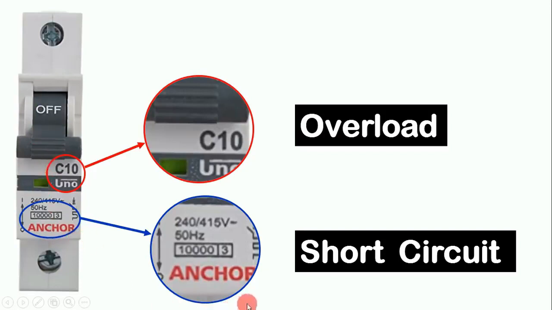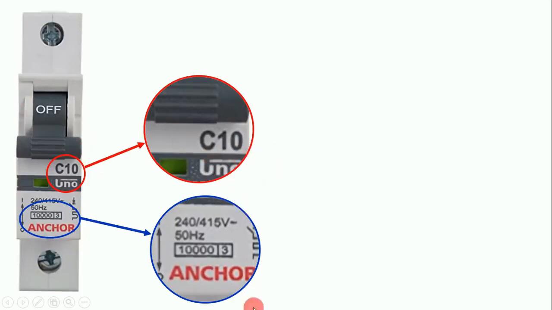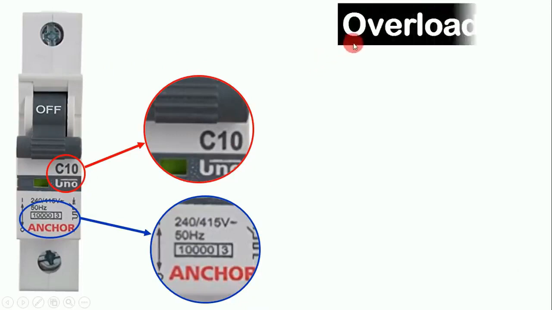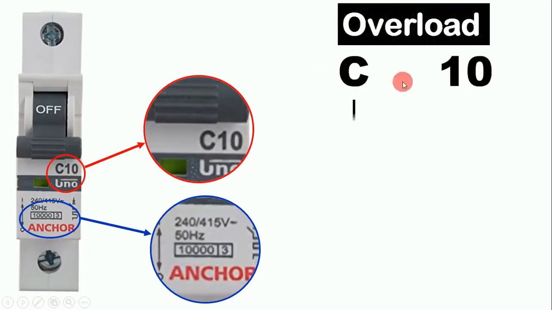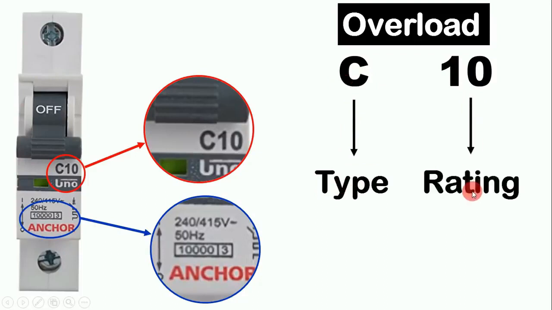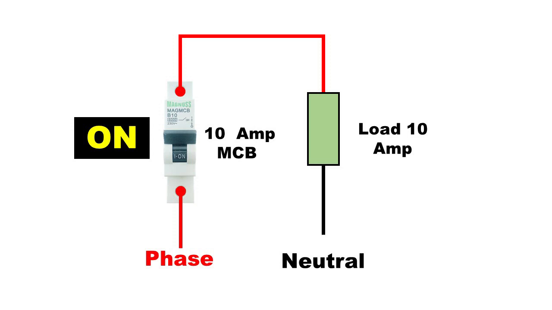Friends, here I will not discuss short circuit in detail. If you want, I can make a separate video for this. Here we will only discuss the condition of overload. Friends, as I told you, if C10 is written on the MCB, then it has two meanings. C means type and 10 means current, I mean rating. Friends, here 10 is written, so you know that this MCB can carry 10 ampere current.